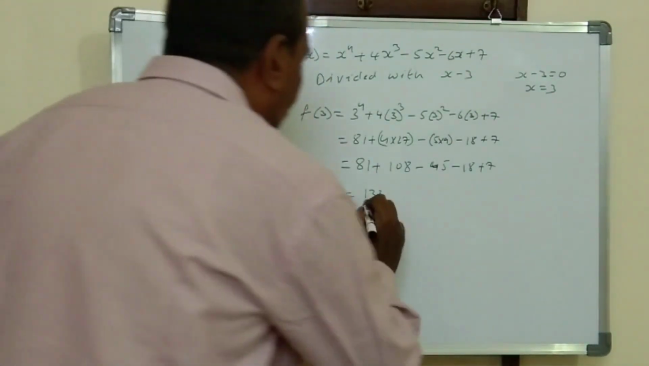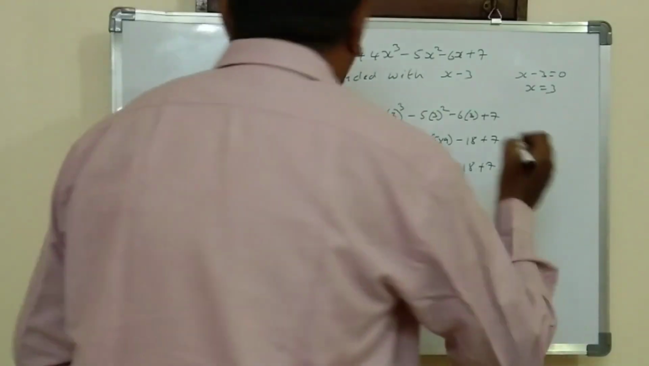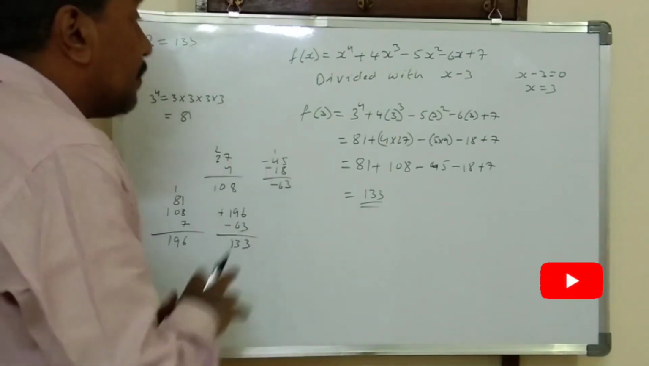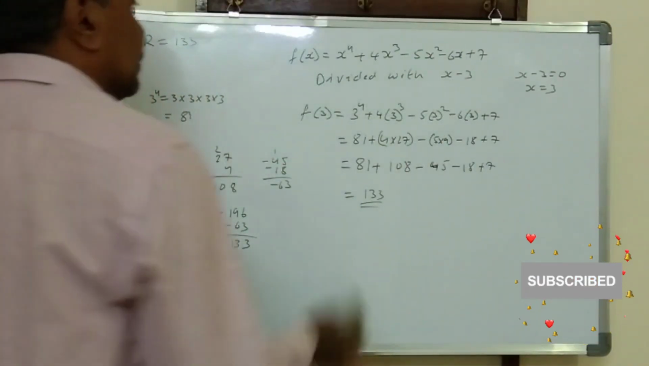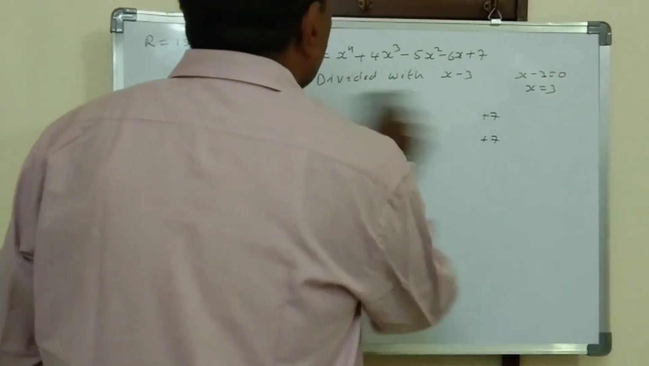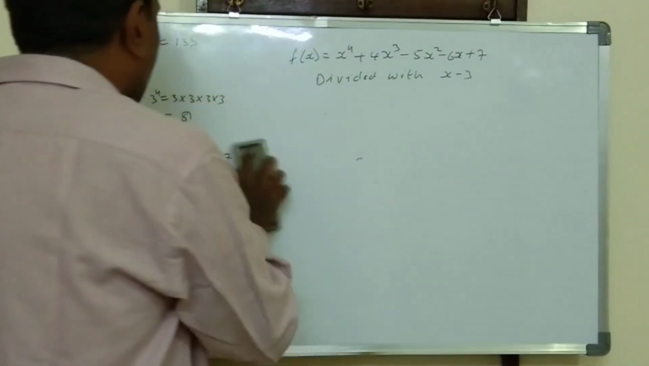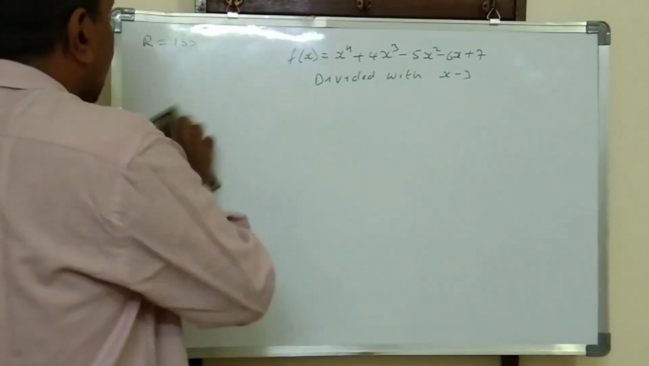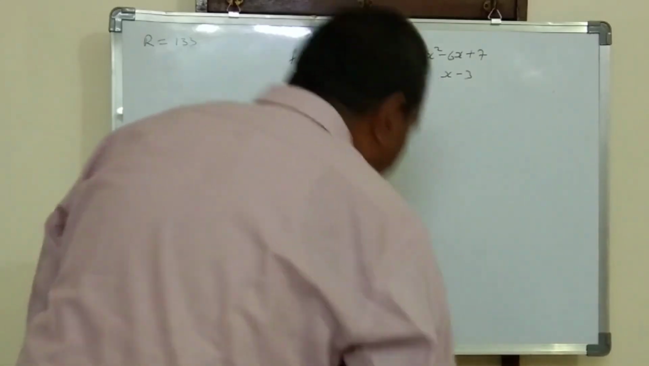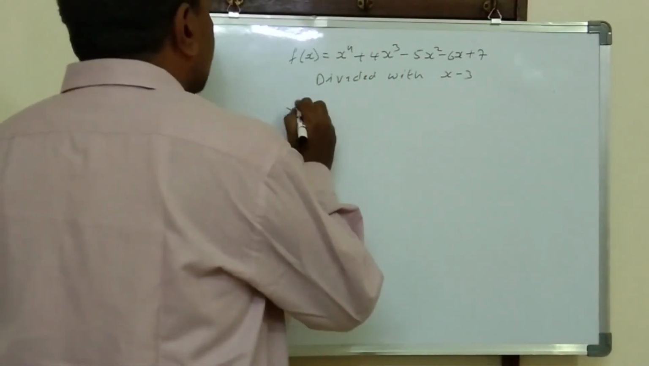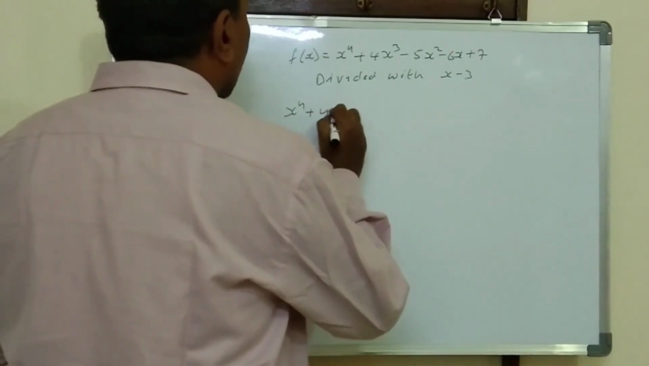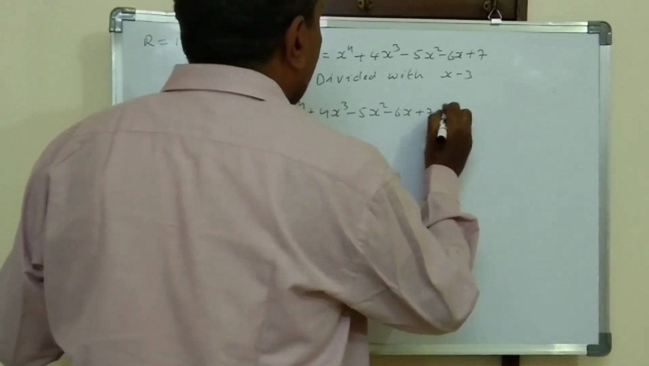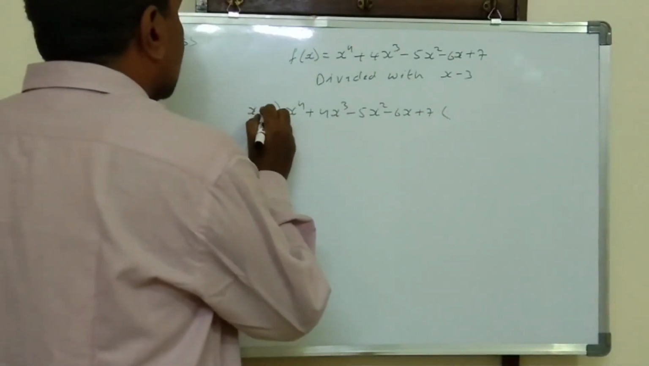The remainder is 133. So remember, the remainder is equal to 133. Let us verify this by performing actual division. We have to verify whether our answer is right or not, that means whether we get 133 by performing actual division. So now we will perform the actual division. x power 4 plus 4x cube minus 5x square minus 6x plus 7 is divided by x minus 3.